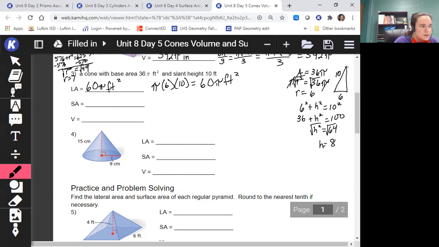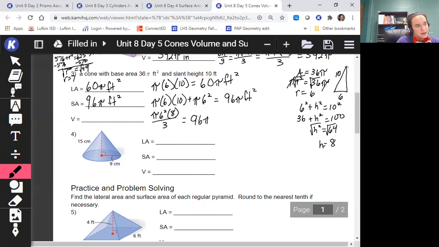And then we need our total surface area, which is pi times our radius, which is 6, times our slant height, which is 10, plus pi times our radius, which is 6 squared. And that gets us 96 pi feet squared. And then volume for a cone, again, area of your base times your height divided by 3. And we have a circle. So pi times our radius, which is 6 squared, times our height, which is 8, divided by 3. And that gets us 96 pi feet cubed.